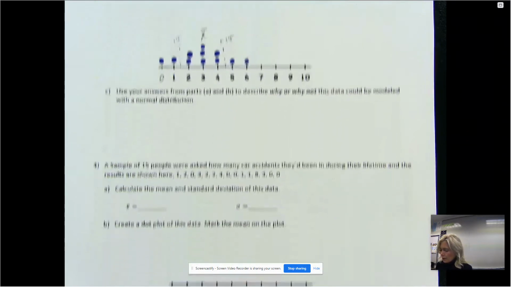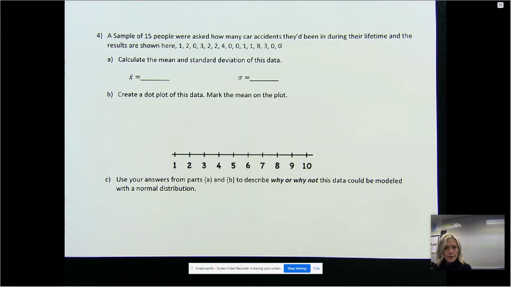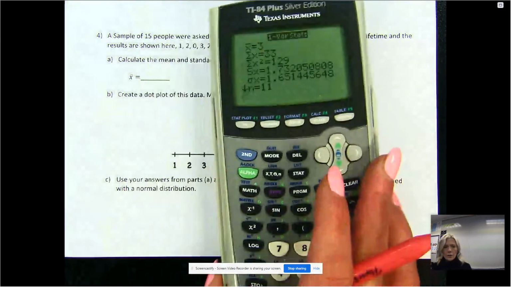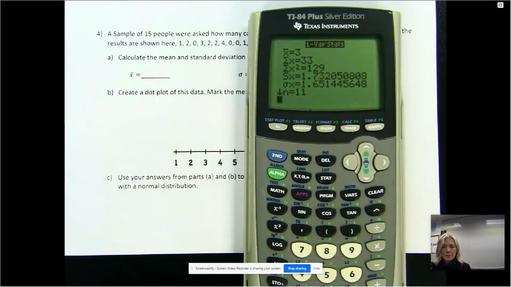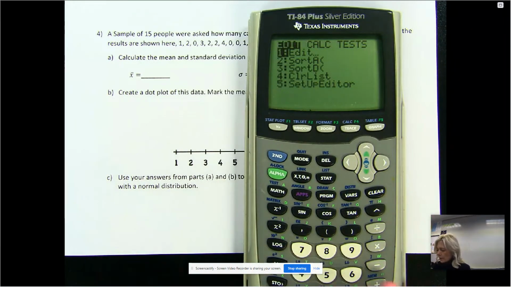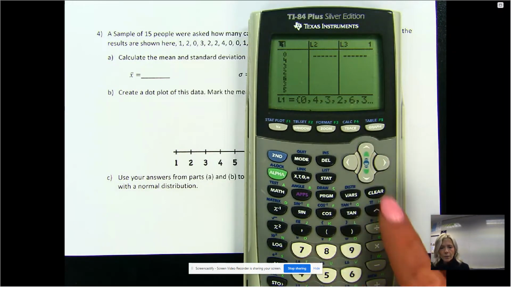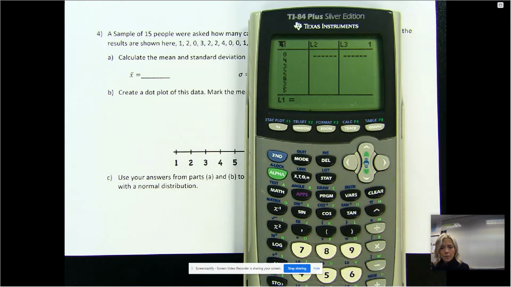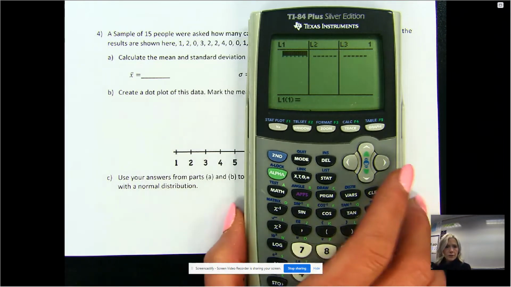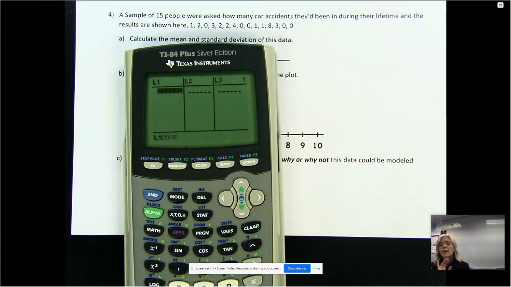Okay, on number 4, we have the same idea, and then we'll make a dot plot. So when you need to make a new list, stat, enter, and then you just arrow up to L1, push clear, followed by enter, and then it clears the list. If you don't remember that, you can always just clear the memory.